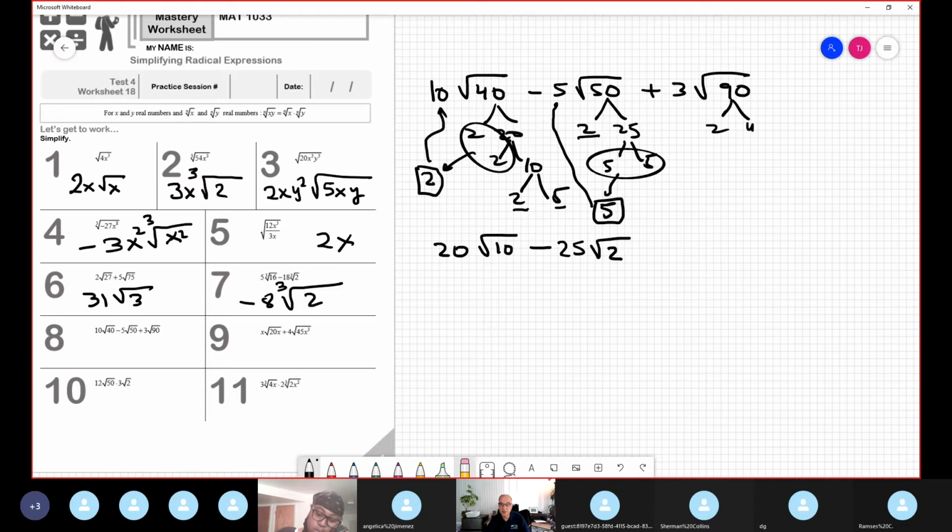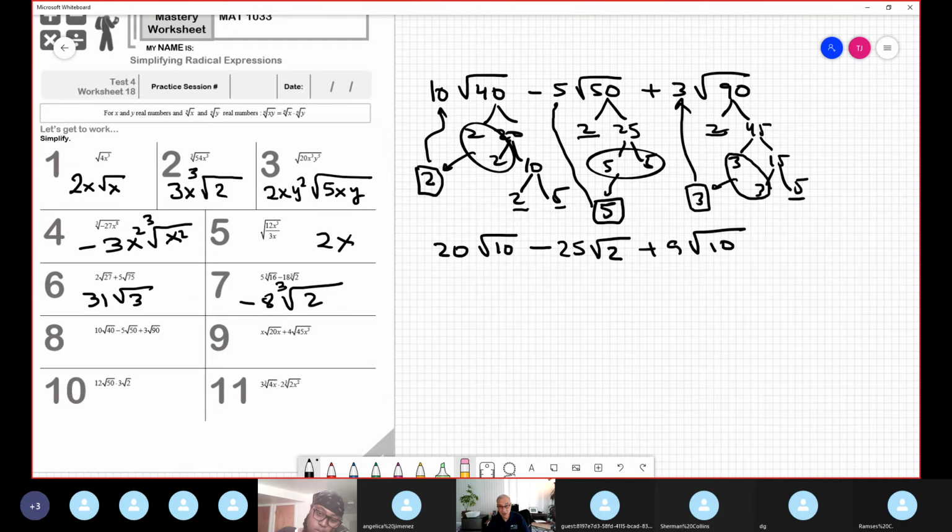And 90 divided by 2 is 45. 45 divided by 3 is 15. And 15 is 3 and 5. We have a pair of 3s, one 3 goes outside, and 3 times 3 is 9. Plus 9 radical 2 times 5, 10.